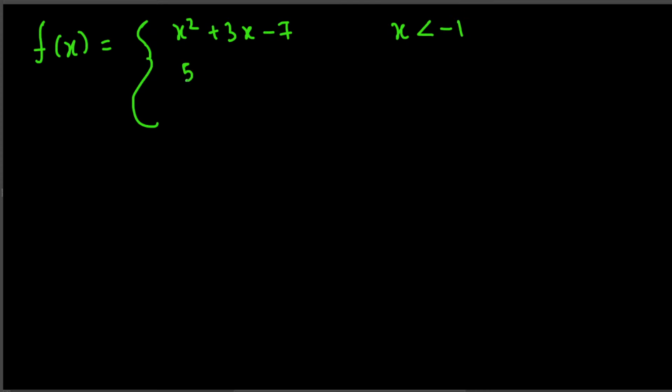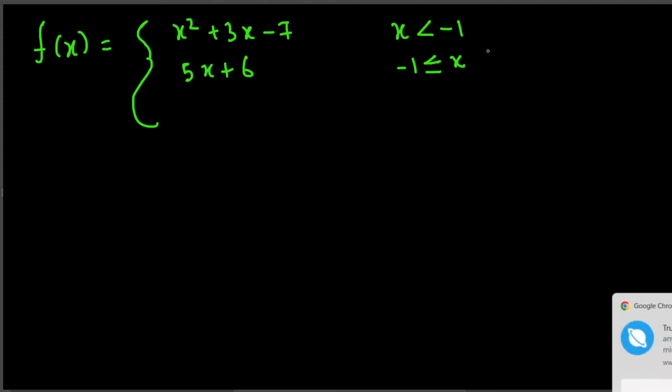Let's say we have another one that is 5x plus 6. The condition given for it is negative 1 less than or equal to x, and x is less than 2. No, x is actually greater than or equal to negative 1, and then x is less than 2.